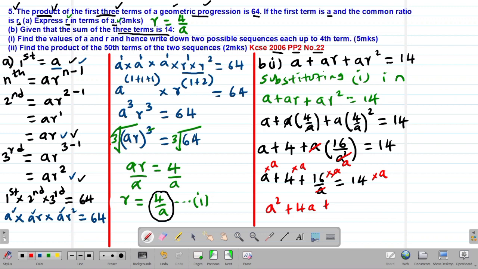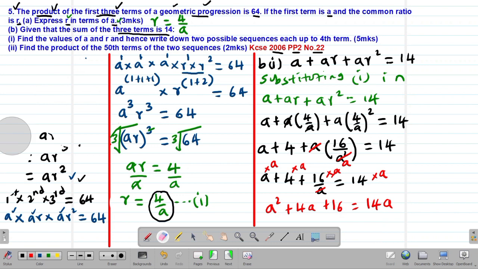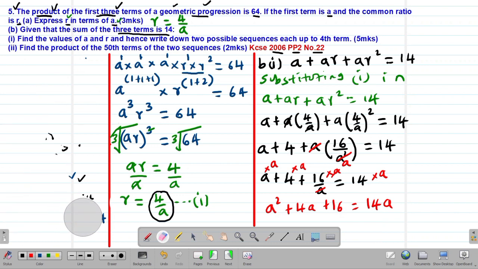Then plus here the a and a will cancel out, so I'll remain with positive 16 being equal to 14a. Then let me complete my working from this particular area here. So let me clean it. So we are going to end up with the following.